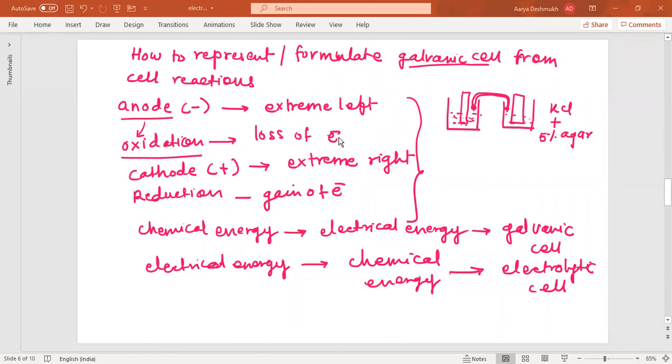Oxidation is nothing but the loss of electrons. At the cathode, reduction takes place, and reduction is nothing but gain of electrons. Now, always remember that in a galvanic cell, chemical energy is converted into electrical energy, and in an electrolytic cell, electrical energy is converted into chemical energy. But remember that in both cases, galvanic and electrolytic cell, there will be oxidation at the anode and reduction at the cathode.